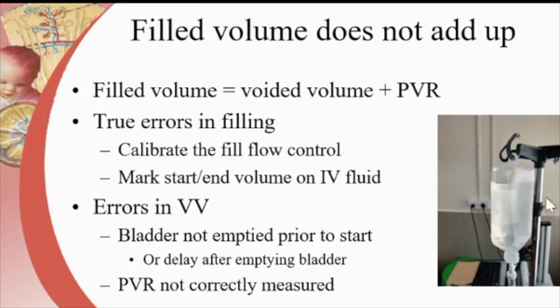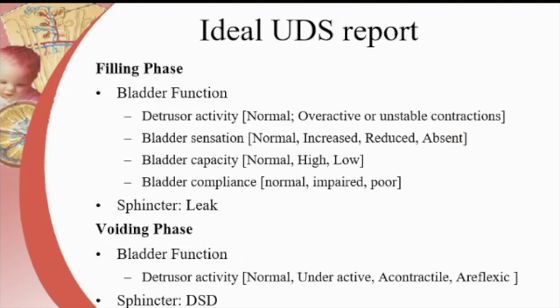So I always try to mark the line where I actually start the study. I mark it with either a line or a plaster or a needle, and then I know that I actually started there and that much has gone. It is not an error in the computer which is calculating. It may also be because we have delayed the procedure too much, the patient himself produced a lot of urine before we started the study, or we did not empty the bladder properly. All those things can be the reason for the volume not adding up.